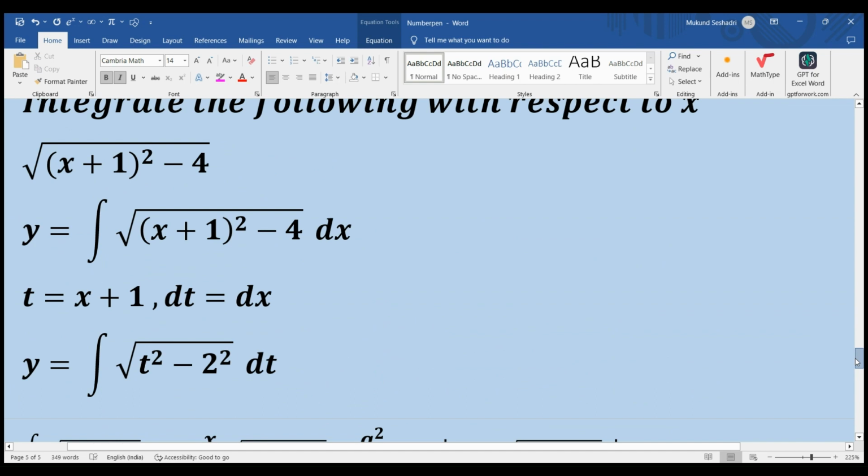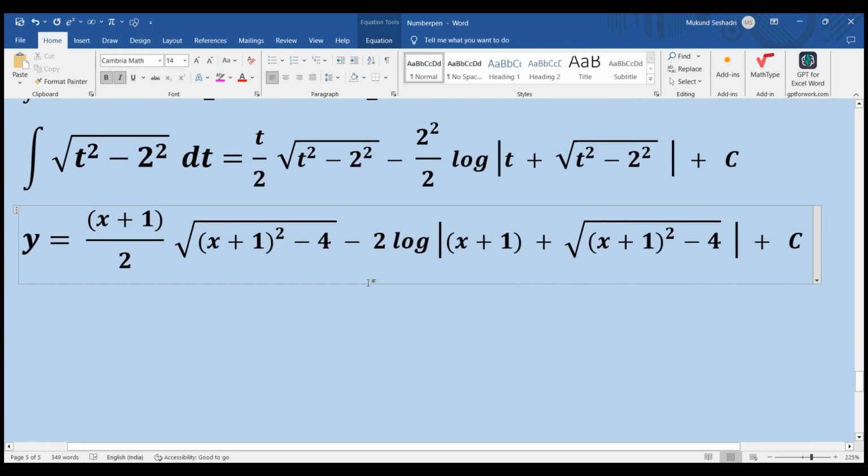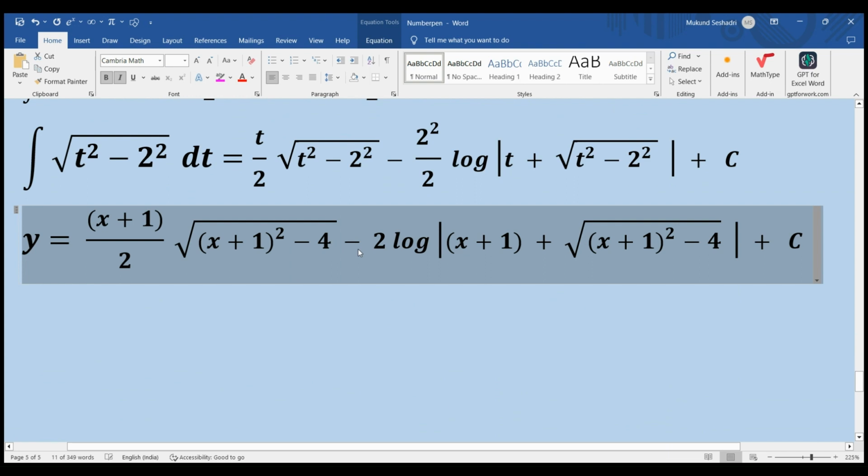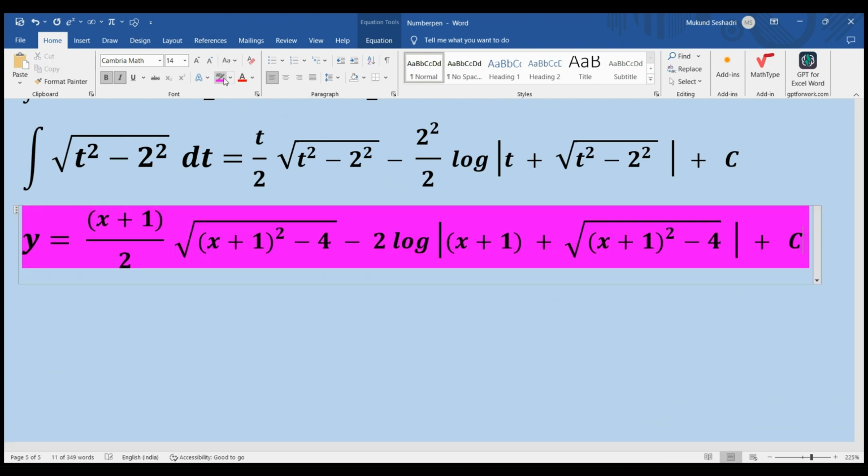In fact, the question given to us itself was in that format, (x plus 1) the whole square minus 4 inside the square root. So it's okay to leave your final answer like this. You don't have to necessarily expand. So let me highlight my final answer in pink. (x plus 1) by 2 times square root of (x plus 1) the whole square minus 4, minus 2 times log of mod of x plus 1 plus square root of (x plus 1) the whole square minus 4, close mod, plus c.